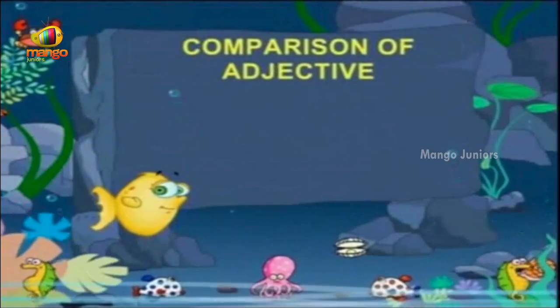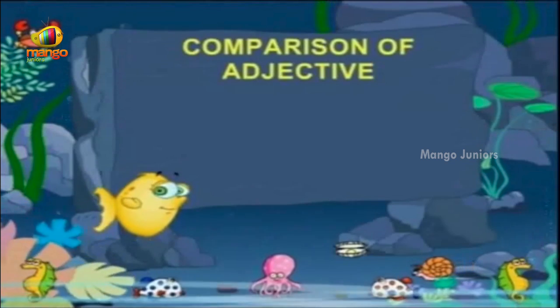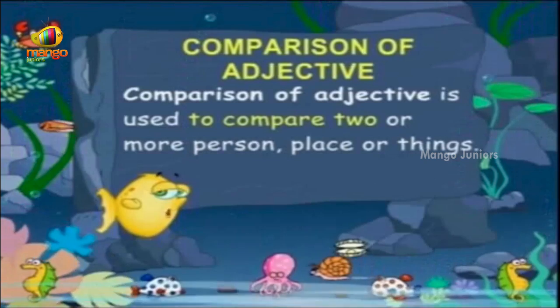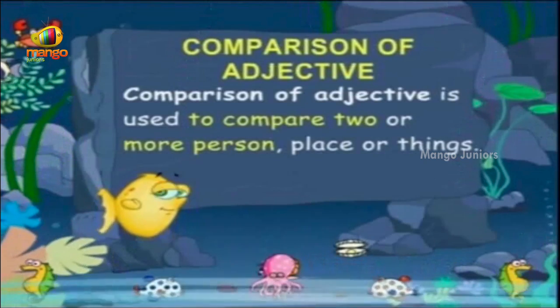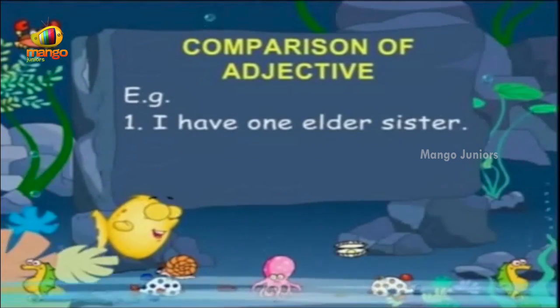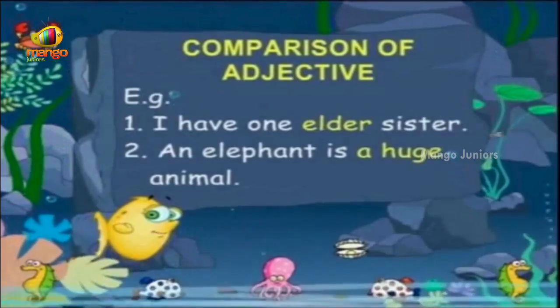Now children, let us learn about comparison of adjectives. Comparison of adjectives is used to compare two or more persons, places or things. For example, I have one elder sister. An elephant is a huge animal.